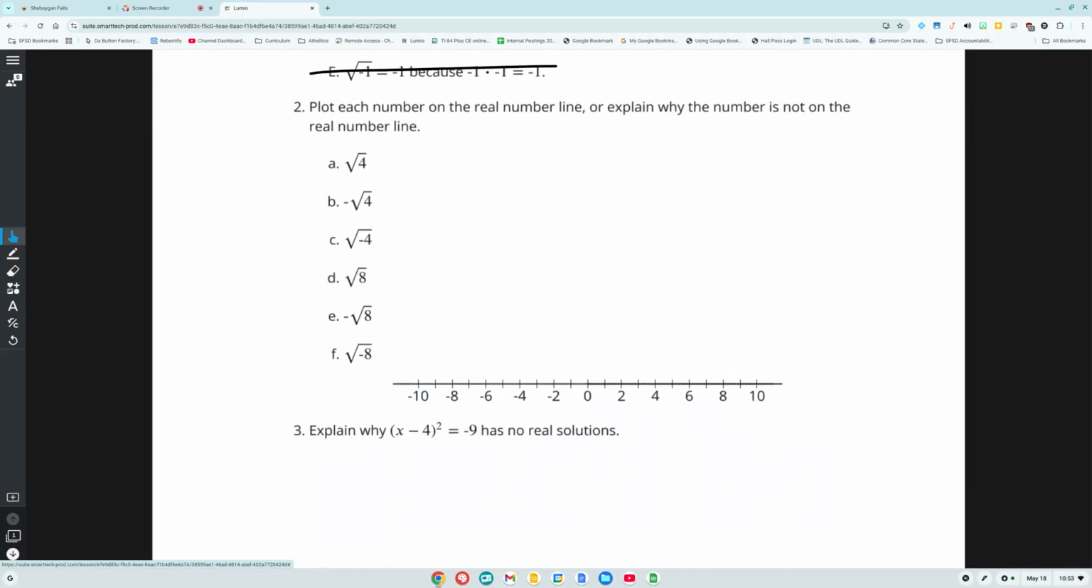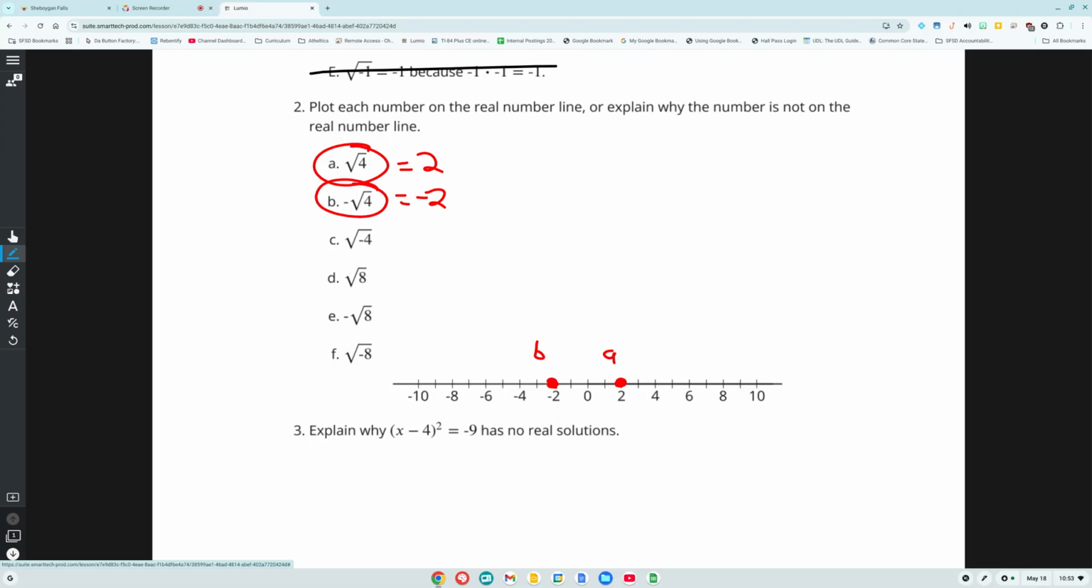2 says plot each number on the real number line, or explain why the number is not on the real number line. So I'm going to go ahead and plot the square root of 4. Square root of 4 is just 2. So I'm going to go to my 2 on my real number line and plot 2. B is the negative of the square root of 4, which is just -2. That is also on the number line, so far, so good.